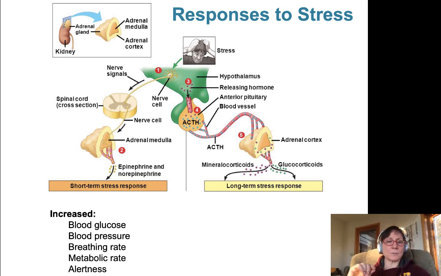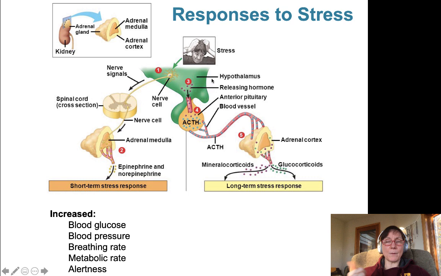And so it'll cause your blood glucose level to go up. It'll cause your blood pressure to go up, so it's going to impact your heart. It's going to impact your diaphragm and your lungs. Your breathing rate's going to go up. It's going to cause your metabolic rate to go up, and you'll be hyper alert at this point. So this is what allows you to run and run fast away from a dangerous situation.